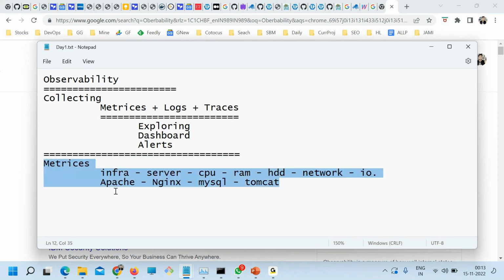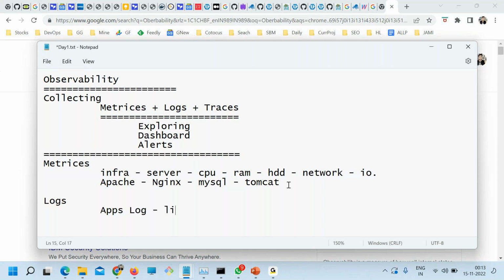Now, when we say logs, it can be your application log, it can be a Linux log, a Windows log, or a network log. All these logs which you see are stored in files, so those are the logs which we want to collect and store.